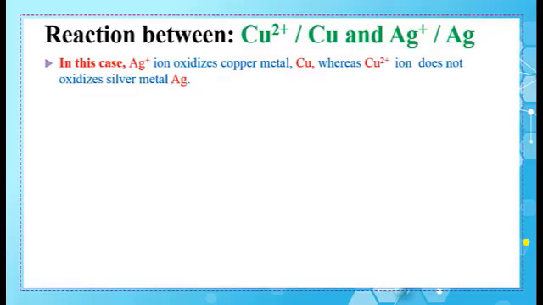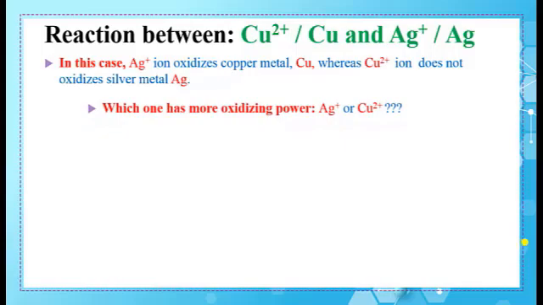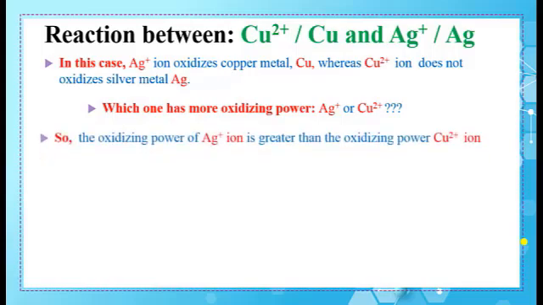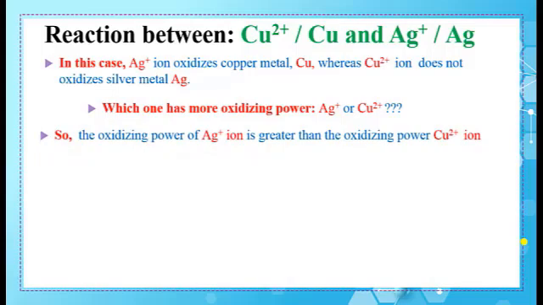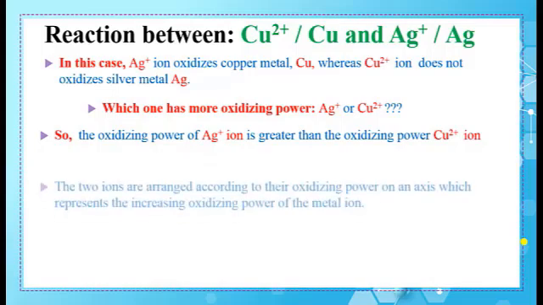Also, in this case, the Ag+ ion oxidizes copper metal, whereas the Cu2+ ion does not oxidize silver metal Ag. Which of these ions has more oxidizing power? Is it Ag+ or Cu2+? Of course, Ag+ can oxidize Cu, so it has more oxidizing power, whereas Cu2+ cannot oxidize Ag, so it has less oxidizing power. The oxidizing power of the Ag+ ion is greater than the oxidizing power of the Cu2+ ion.